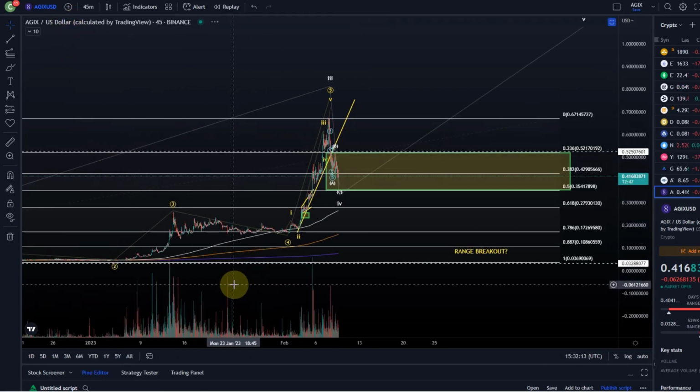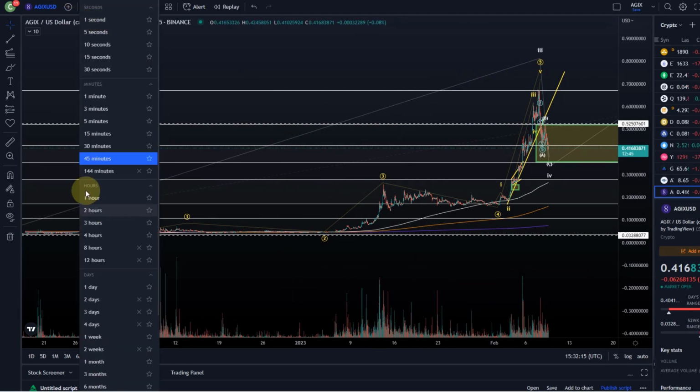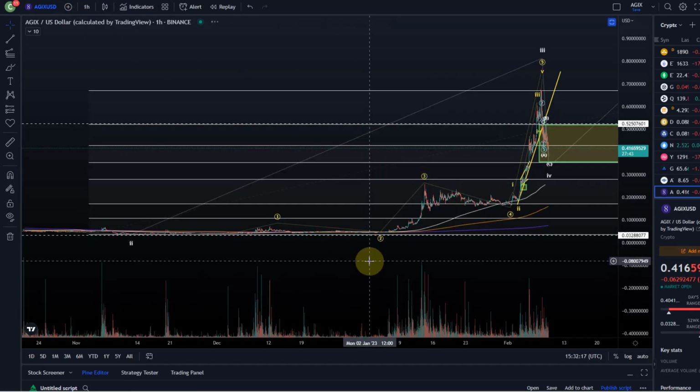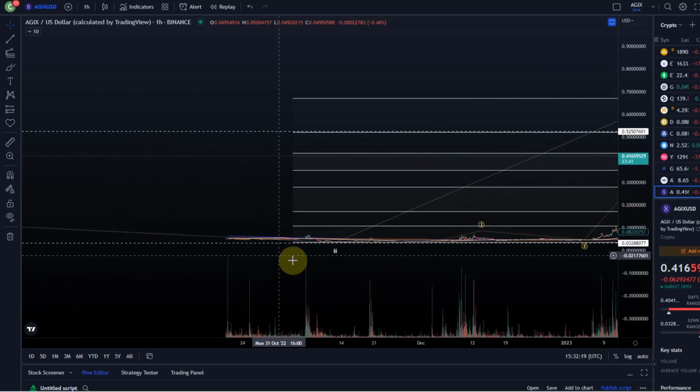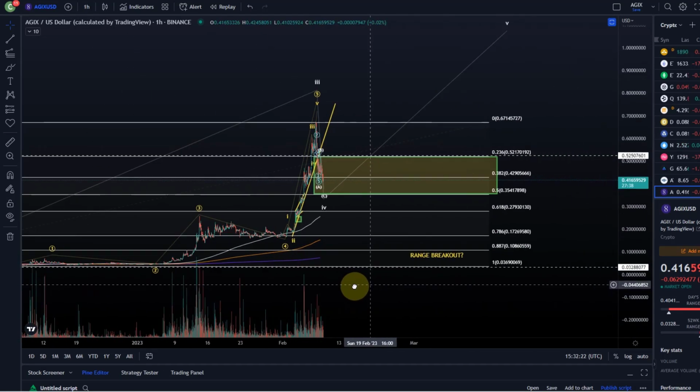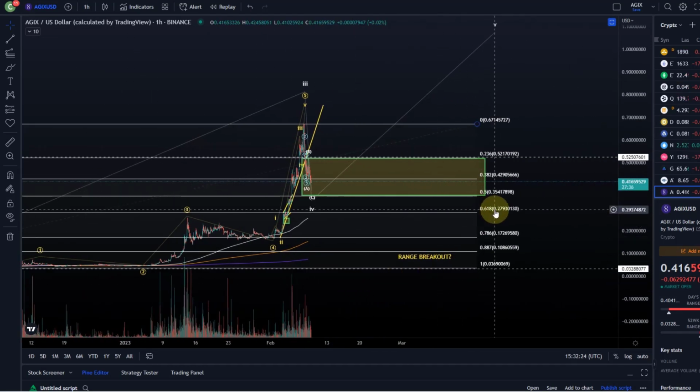So we then talk about, let me just go to the 1-hour chart. Just need to check something. Yeah, it wouldn't make a great difference. But we then talk about next support areas around 27.9 and 17.2. But if we drop below 17.2, I don't think this is still going to survive.